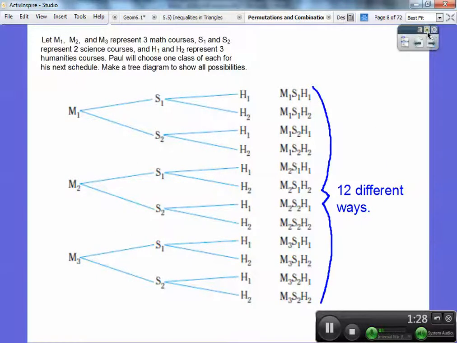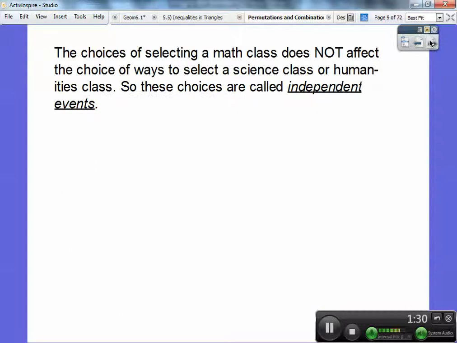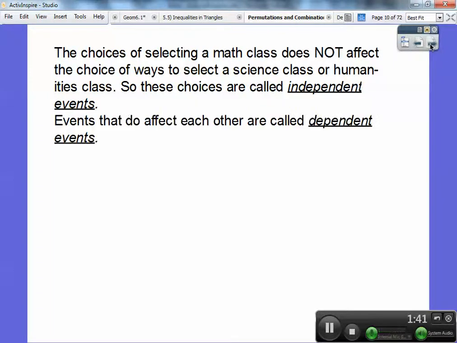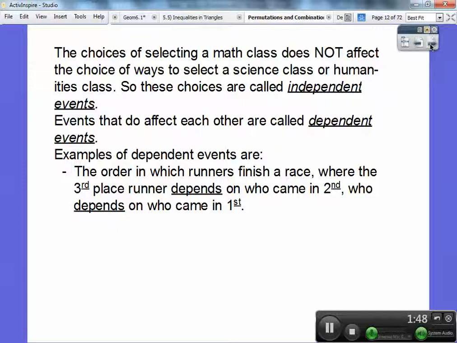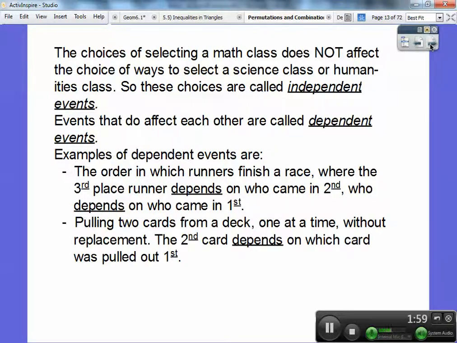Let me get this out of the way here. All right, so the choice of selecting a math class does not affect the ways of selecting a science class or even a humanities class. So these choices are called independent events. Events that do affect each other are called dependent events. So for example, say you're running a race and the order in which the runners come in first, second, and third. Your third place runner totally depends on who came in second, who totally depends on who came in first. So it depends on order.